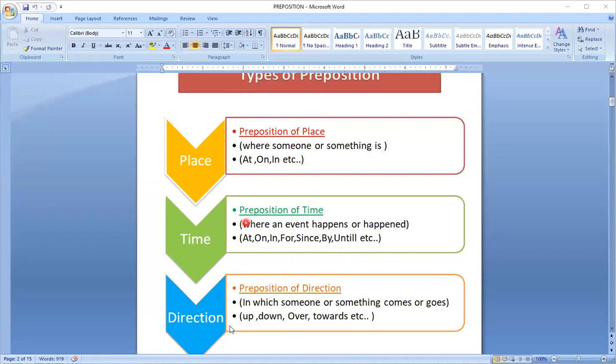Next is preposition of direction. So in which someone or something comes or goes, जो चीज आती है, जो चीज चली जाती है, when we talk about a direction. So for example, we use up, down, over, towards. When we speak a sentence, when we write a sentence, you generally notice that we use different types of prepositions, as a preposition of place, preposition of time, and preposition of direction.